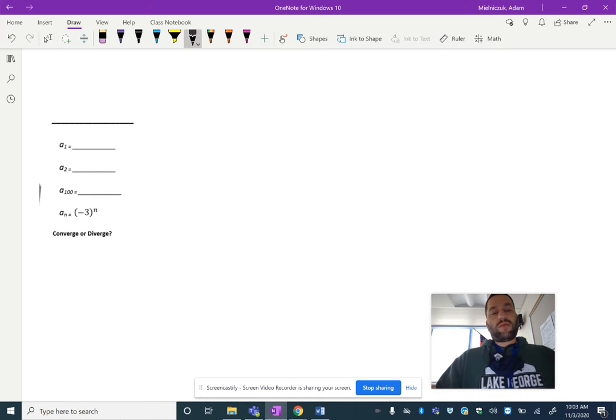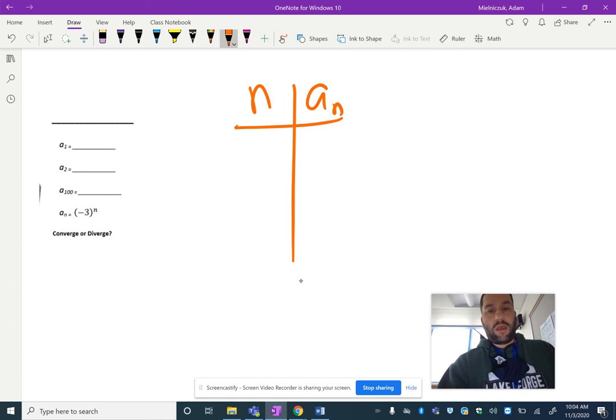So we have a sub n equals -3 to the n. All right, so the first thing we want to do is let's just make a quick, I guess we wouldn't use x, we'll use n. Let's make a quick table, okay? So we have n, we have a sub n, which we know is -3 to the n. Let's see if we have 1, 2, 3, and so on.